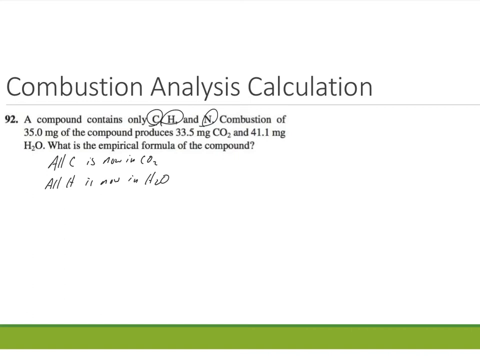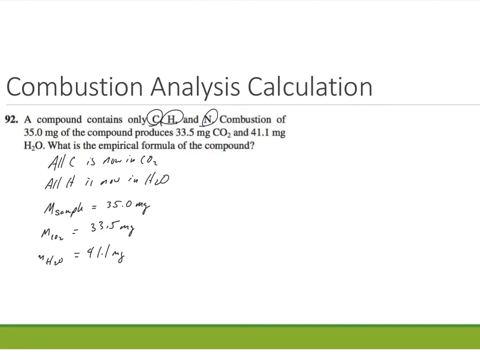So let's write down the rest of what we know. So the mass of the sample was 35.0 milligrams. We have the mass of the CO2 equaling 33.5 milligrams, and the mass of the water equaling 41.1 milligrams. Now you'll see that the mass of the CO2 plus the mass of the water does not equal the mass of the sample, and that's okay. That shouldn't be the case because we've got nitrogen as well, and in the CO2 and the water, we've got extra oxygen. That extra oxygen came from the O2 we were pumping into the system.